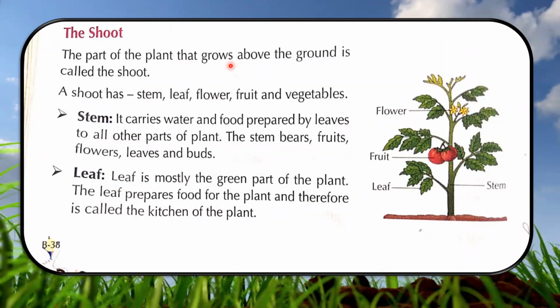The part of the plant that grows above the ground is called shoot. A shoot has stem, leaf, flower, fruit and vegetables.